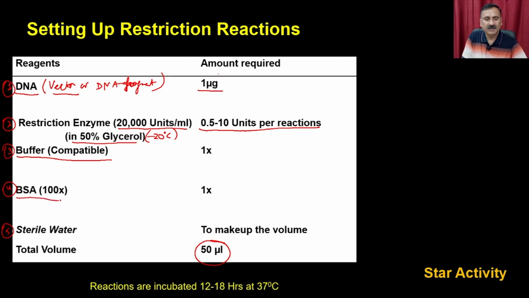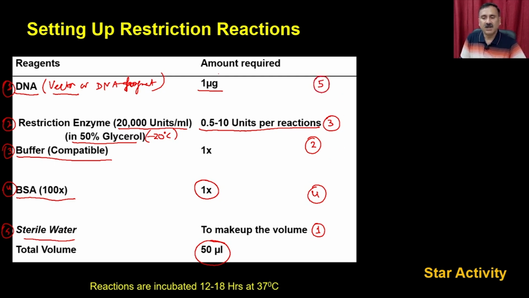Then you also require the BSA in some cases where the enzymes are not compatible with each other. So you are going to put in the BSA, and then you ultimately make up the volume with water. The order in which you are going to put in the reagents is: first take the water, then the buffer, then the enzymes, then add the BSA if there is a need, and ultimately add the DNA. That's how you set up the reactions.